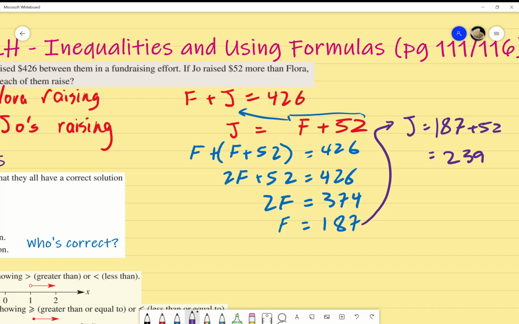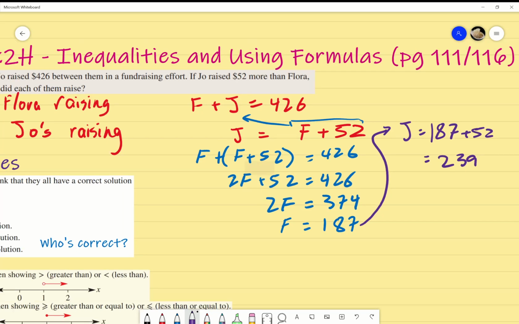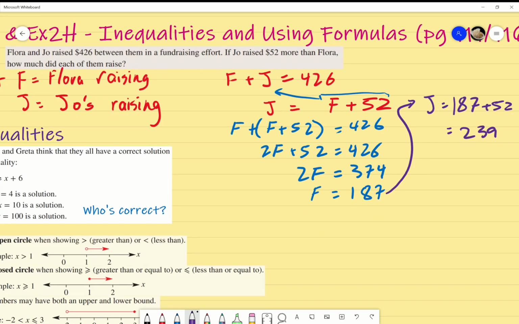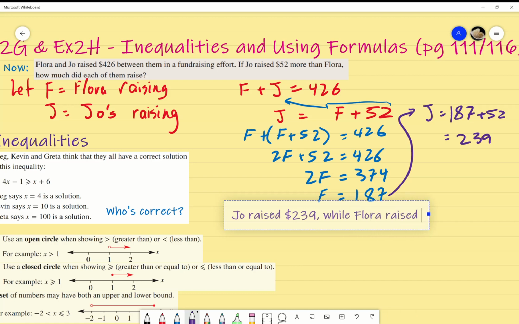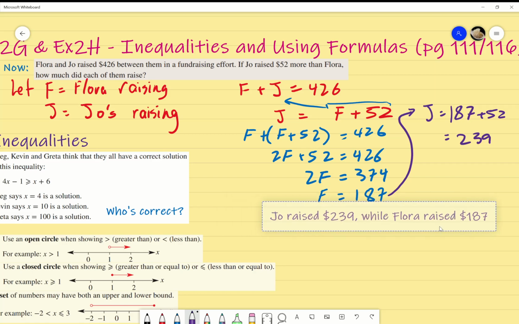Sweet. Let's move on. I'll leave that up on the screen for you guys. But you have to write words. Thank you for reminding me. We do have to write it out in words. So, in this situation, we would say that Joe raised $239, remember units, while Flora raised $187. And that would be my final answer.